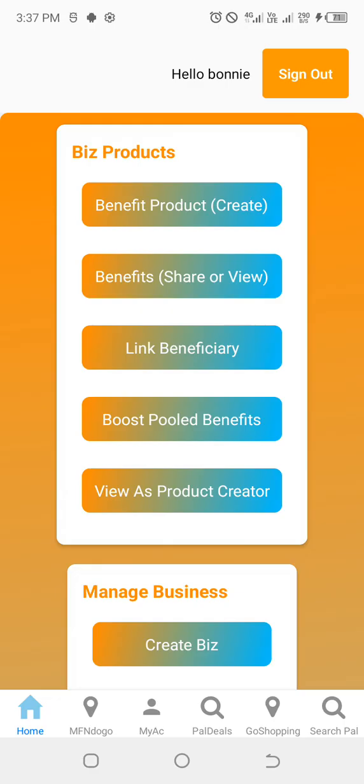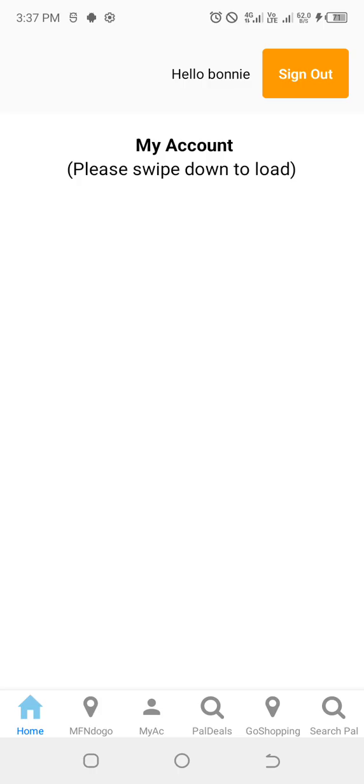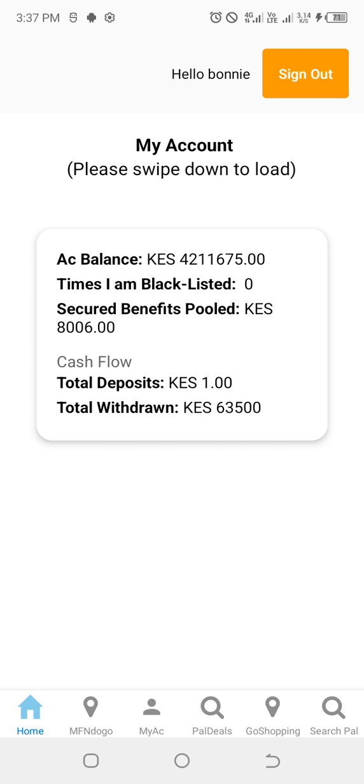In those scenarios, the 25% is pulled as your benefits, so you can later send that benefit to your beneficiary. The benefits I'm speaking of, you can see this one has a secured benefits pool of 8,006. They can contribute or distribute this money to beneficiaries that are already linked to other products.